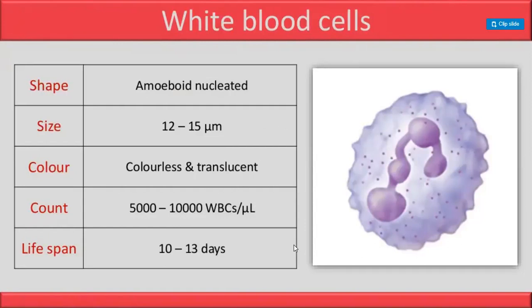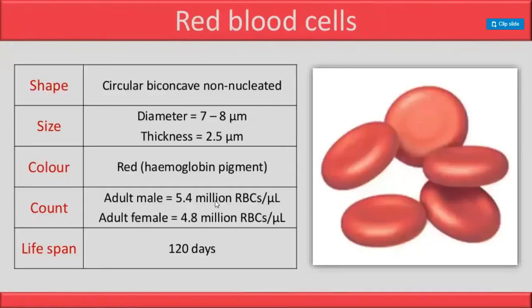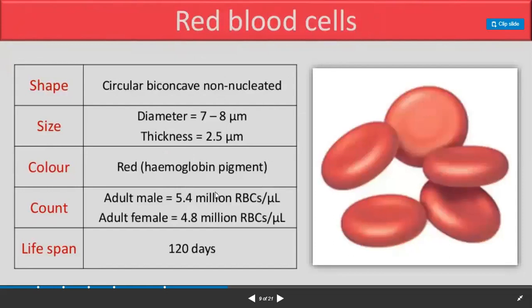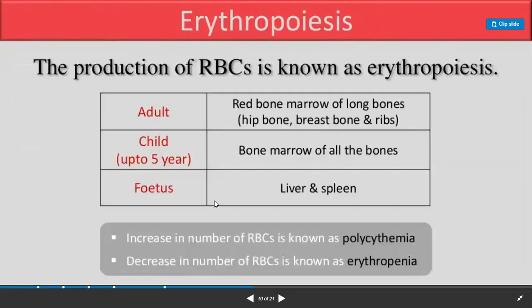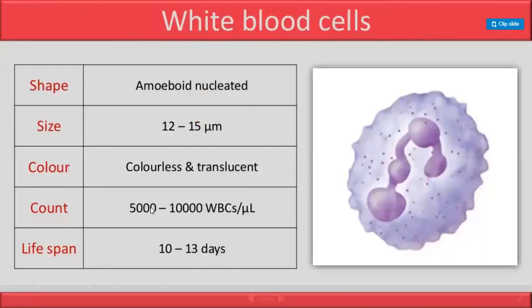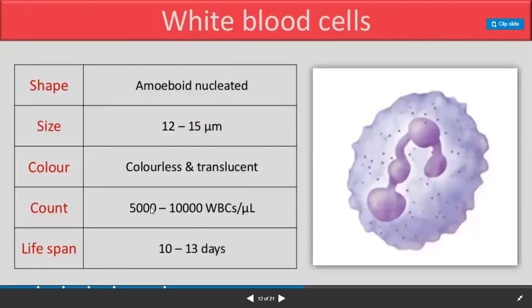In terms of counts, there are about 5,000 to 10,000 white blood cells per microliter of blood. So we have fewer white blood cells compared to red blood cells. For red blood cells, we said that there are about 5.4 million red blood cells in an adult male, while a female has 4.8. So this is in millions. But for white blood cells, it is in thousands. So 5,000 to 10,000 white blood cells per microliter.